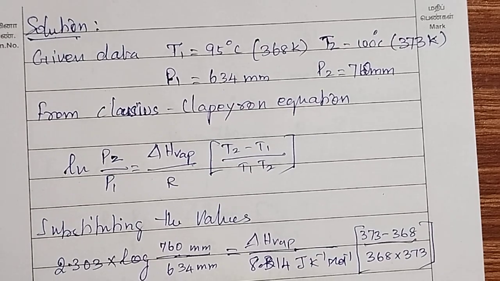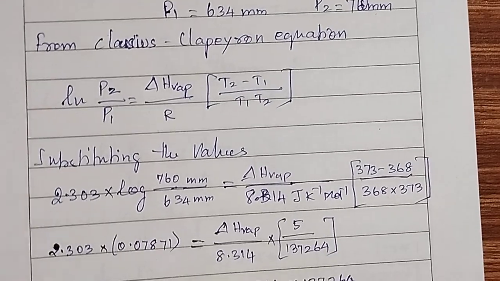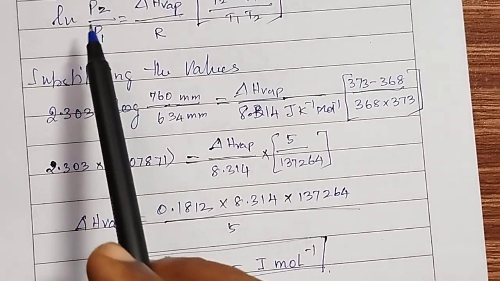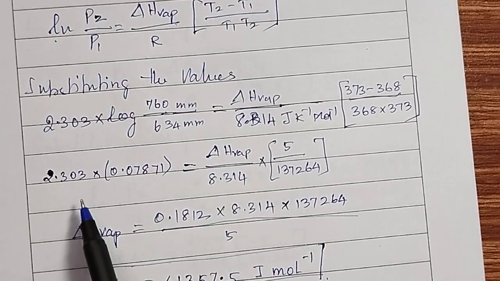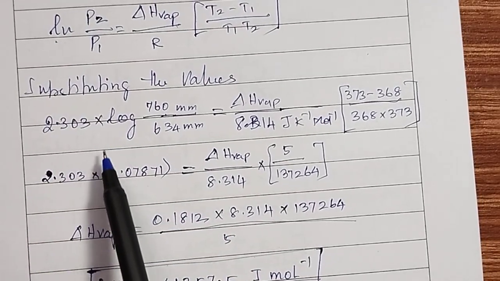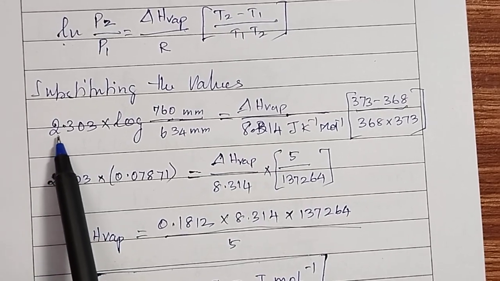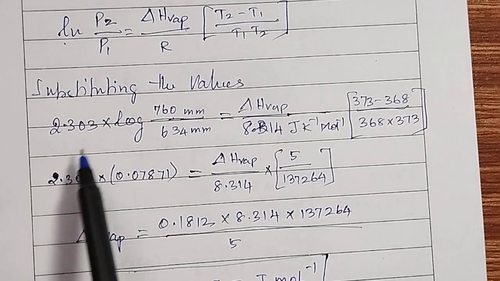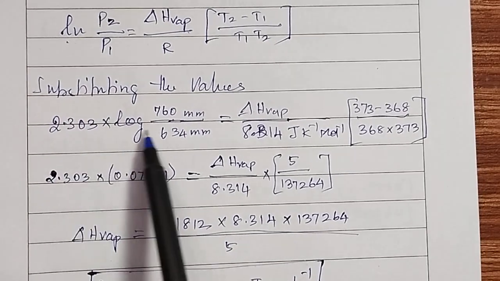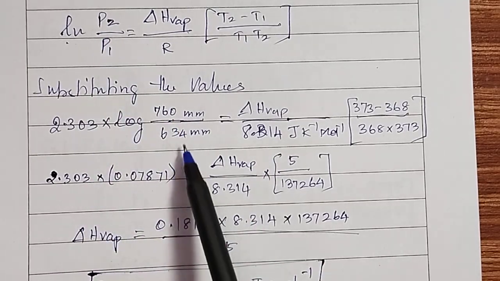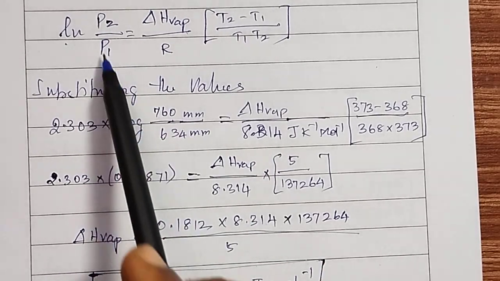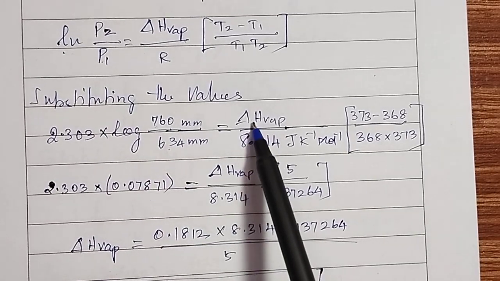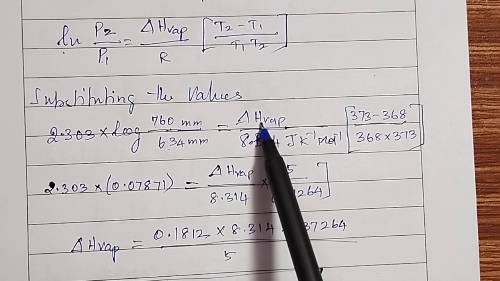Now substitute the values in the equation. In order to take the logarithm, I convert natural logarithm into log base 10. For that we usually multiply by 2.303 for converting natural logarithm into log base 10. The P2 value is 760, and P1 is 634, which we know already. We have to find this delta H of vaporization. This is the problem.